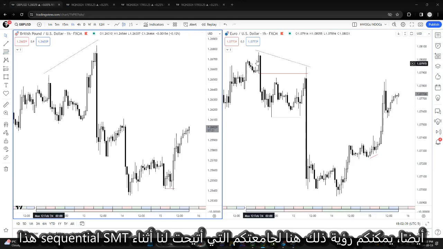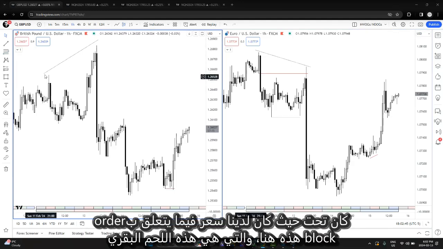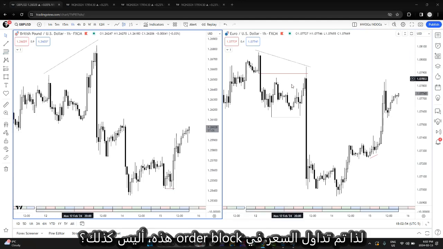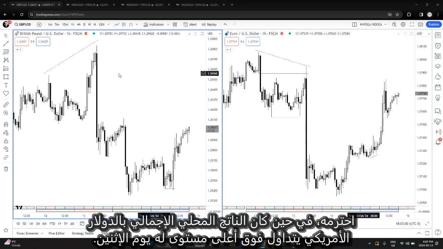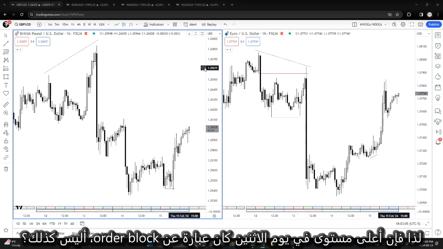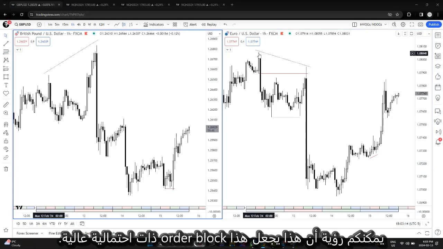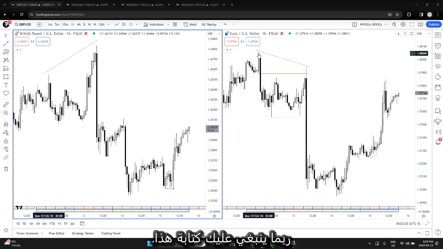Also, you guys can see over here for Euro USD, while this sequential SMT was underway, we had price respecting this order block right here, which is this beefy up closed candle, right? So price traded up into this order block, respected it, while GBP USD was trading above Monday's high. So the high of the day for Monday was an order block, right? As you guys can see, this makes this a high probability order block. You should probably write this down.